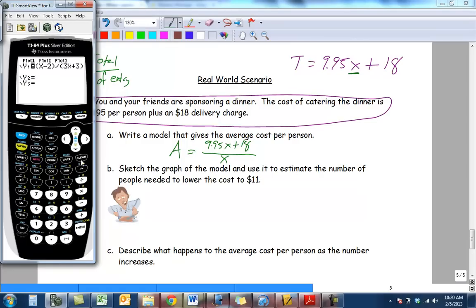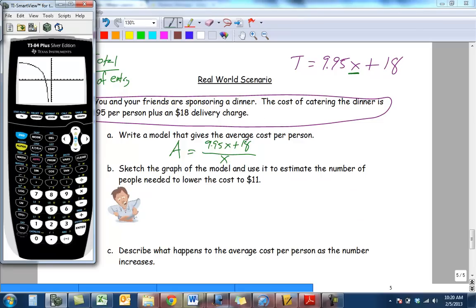Alright, so we're at parentheses 9.95x plus 18 divided by x. And when we graph this, that's not really what I'm interested in.